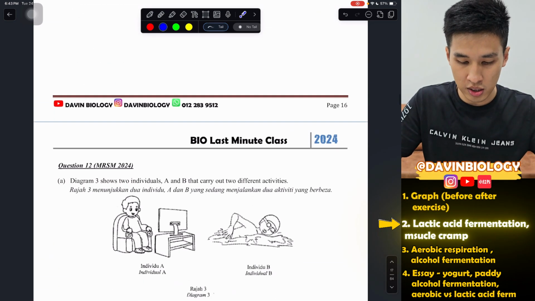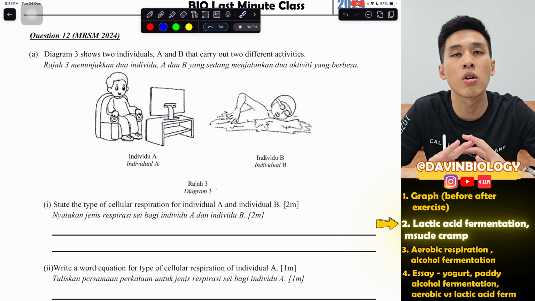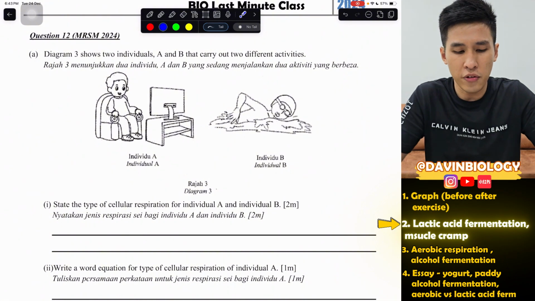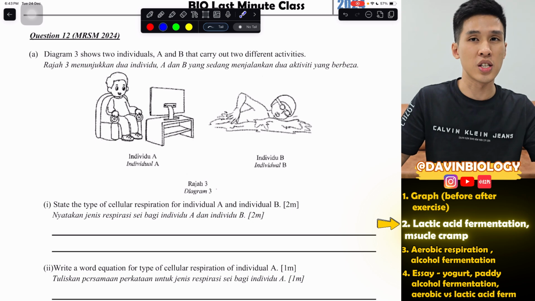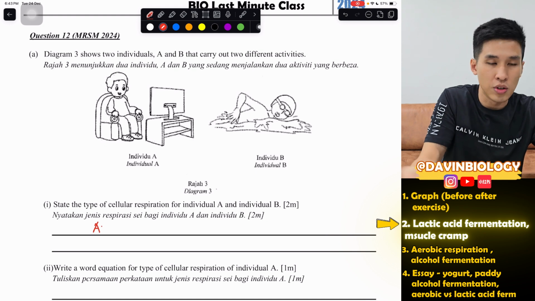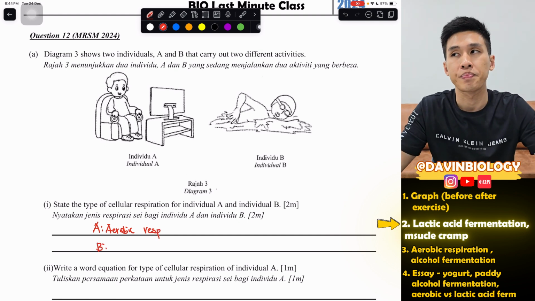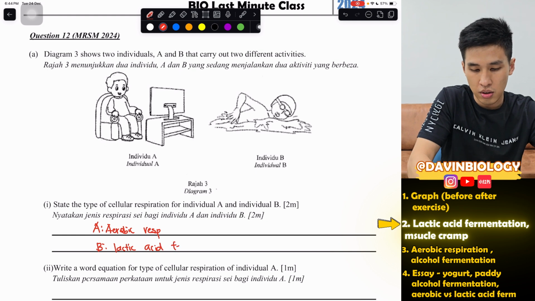Alright, so next, we still go into this MRSM 2024, this year's question. Now, one of the most common cellular respiration questions, besides that graph just now, is this type. They give you two examples of activities. One is chilling, one is swimming, exercising basically. Then they ask you to name the type of respiration. Very simple. This is the normal respiration, so we call it aerobic respiration. Now for B, please don't say anaerobic, as I mentioned earlier. You have to say lactic acid fermentation.